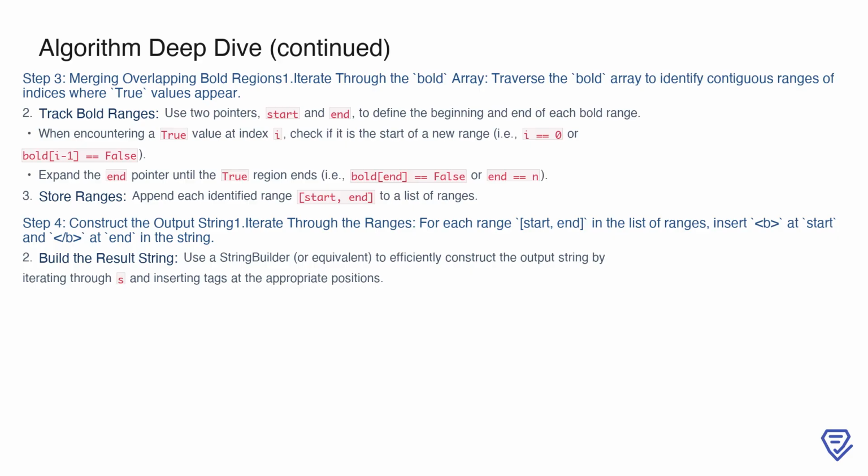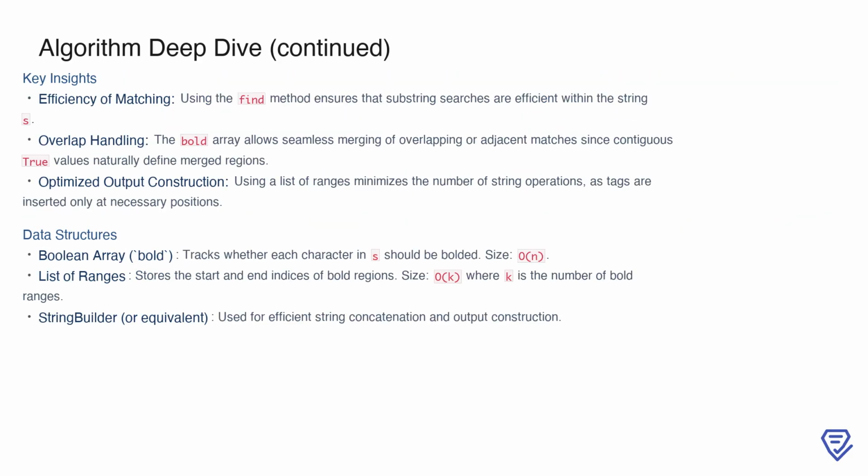With these ranges in hand, we proceed to construct the output string. For each range in the list, we insert the bold tags <b> and </b> at the appropriate positions in the string. To make this process efficient, we use a string builder or a similar structure to avoid repeatedly modifying the string directly. This approach ensures that we can assemble the final output string without unnecessary operations, resulting in the desired format with minimal overhead. Now let's focus on some key insights that make this approach effective.